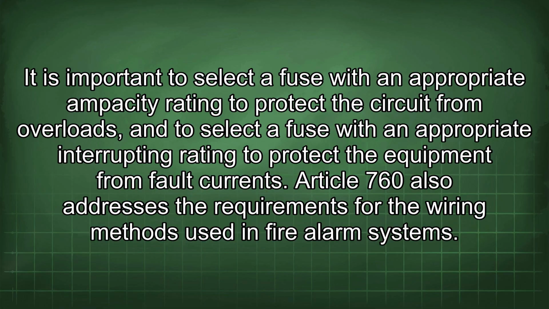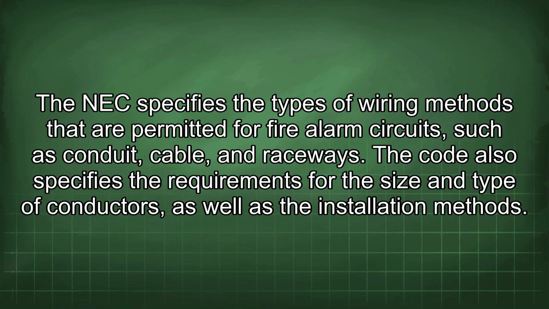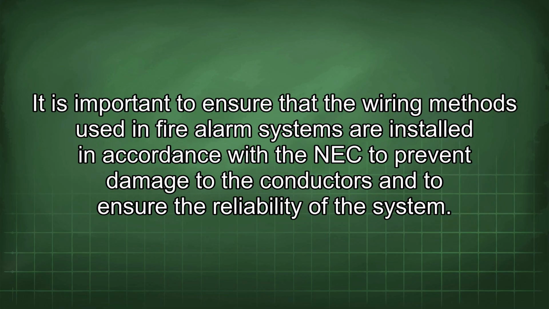Article 760 also addresses the requirements for the wiring methods used in fire alarm systems. The NEC specifies the types of wiring methods that are permitted for fire alarm circuits, such as conduit, cable, and raceways. The code also specifies the requirements for the size and type of conductors, as well as the installation methods. It is important to ensure that the wiring methods used in fire alarm systems are installed in accordance with the NEC to prevent damage to the conductors and to ensure the reliability of the system.